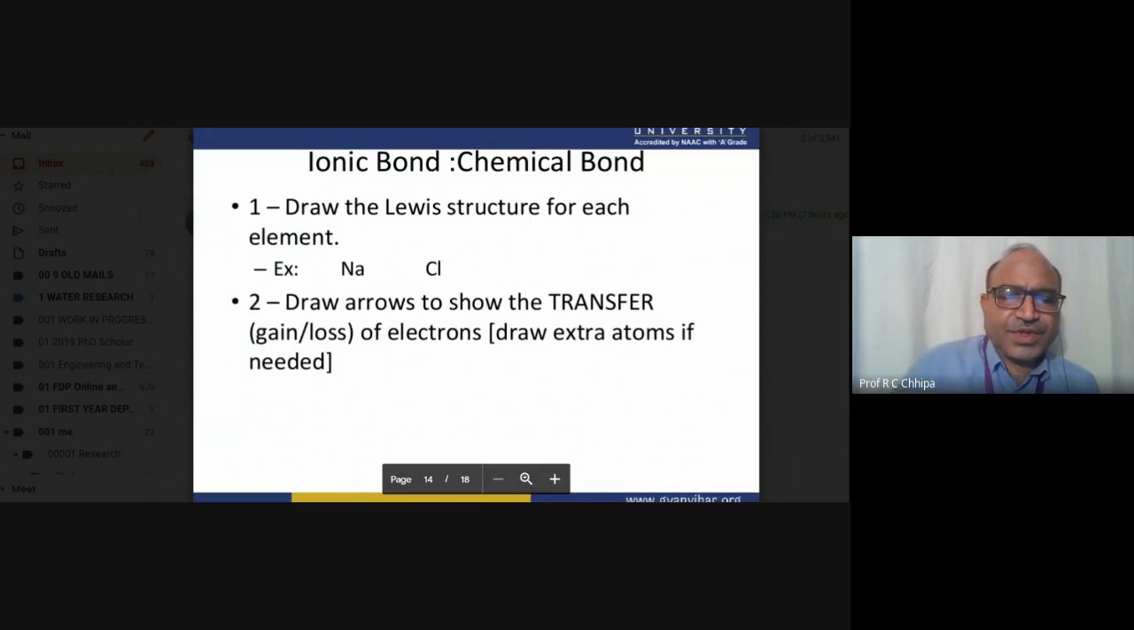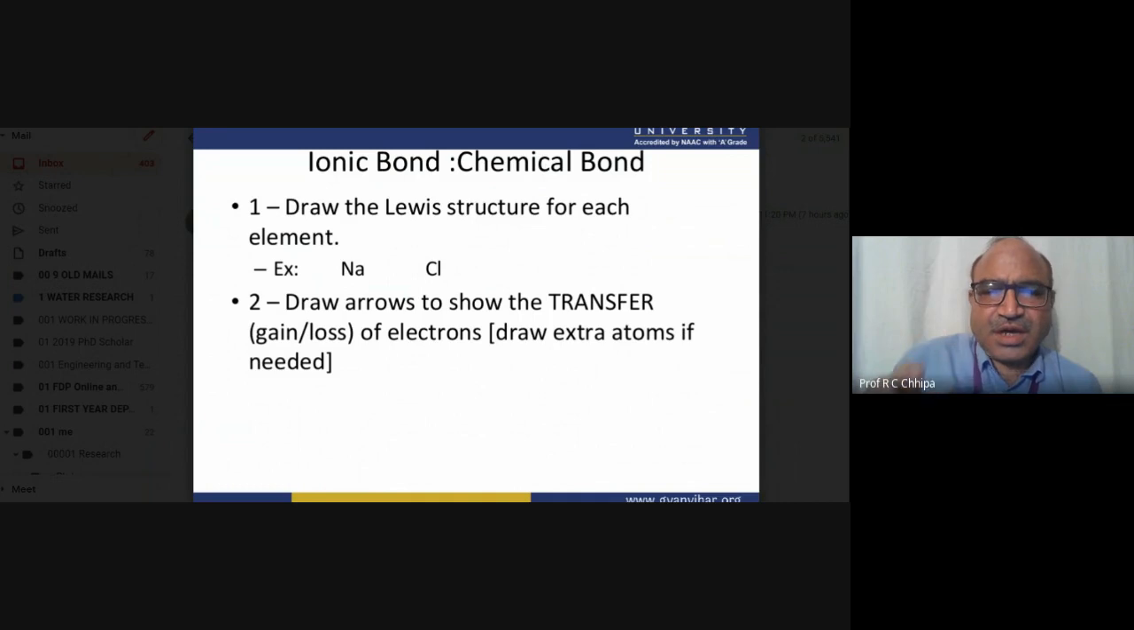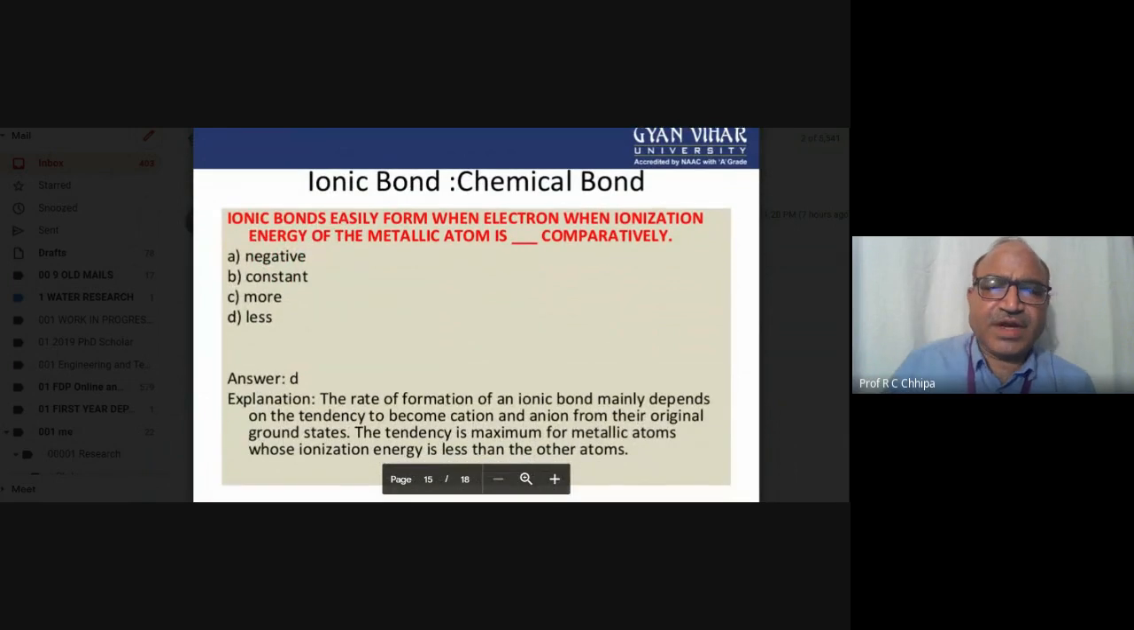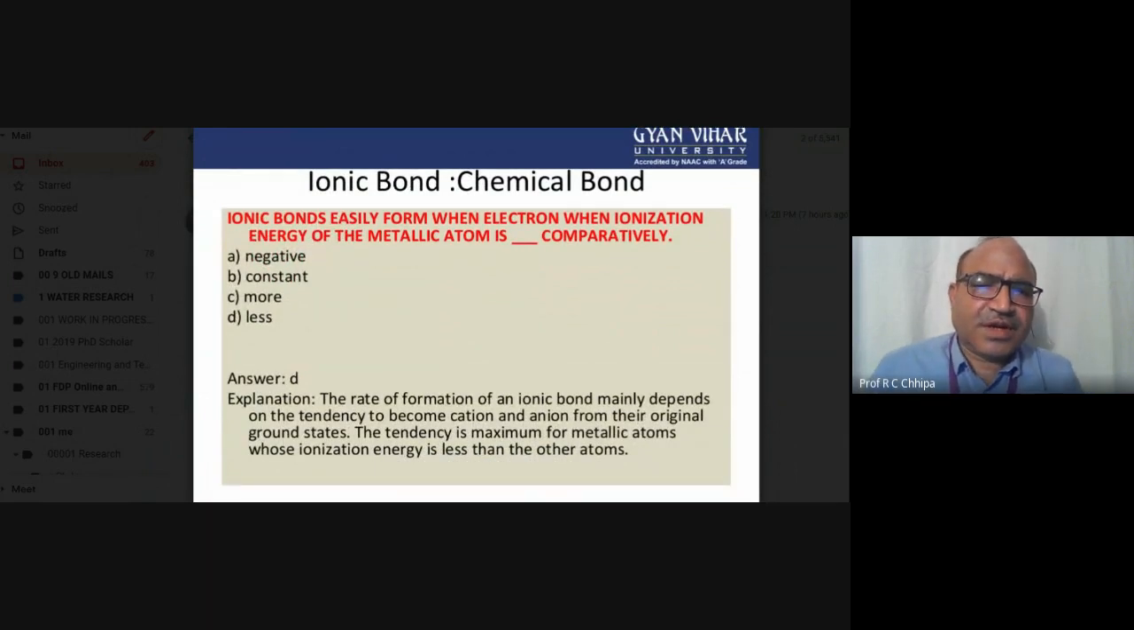Now we have to see the Lewis structure for the element sodium. We can draw the arrows to show the transfer of electrons, and so an ionic bond forms easily. This is comparatively the correct answer, D, that is the less.